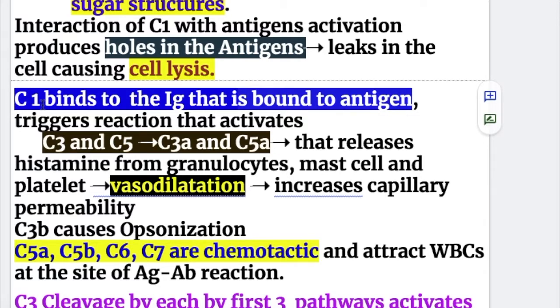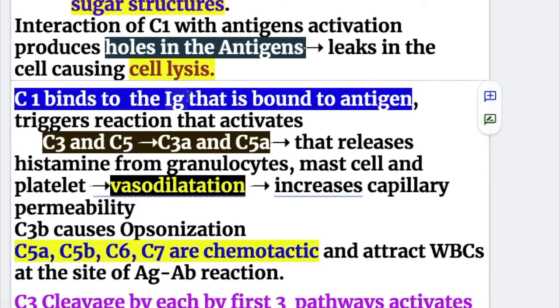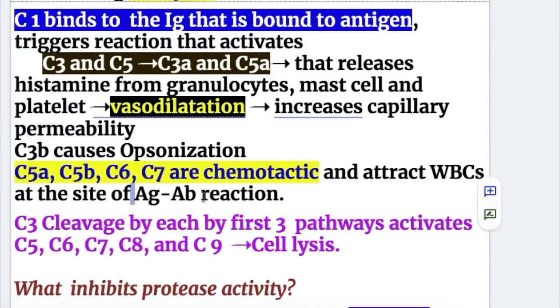It triggers a reaction that activates C3 and C5 and converts them into C3a and C5a, which are the active forms, and that releases histamine from granulocytes, mast cells and platelets, leading to vasodilatation and increased capillary permeability. So the basic function is to increase capillary permeability by vasodilatation, and this is done when C1 binds to antibodies, immunoglobulins, which are already bound to antigen. C3b causes opsonization, and C5a, C5b, C6 and C7 are chemotactic and attract WBCs to the site of the antigen-antibody reaction. C3 cleavage by the first 3 pathways activates C5, C6, C7, C8 and C9 that leads to cell lysis.